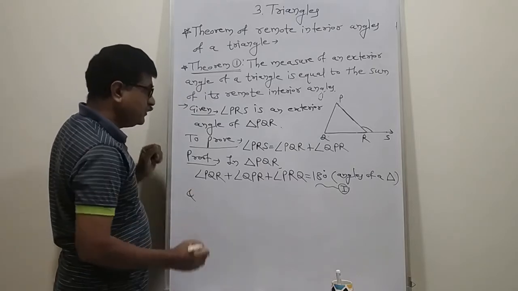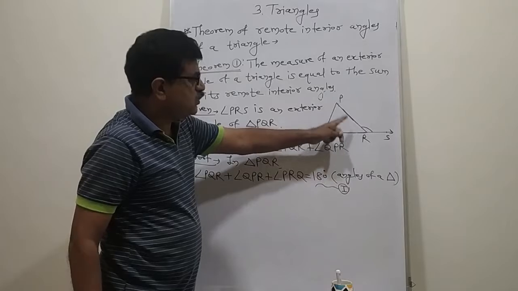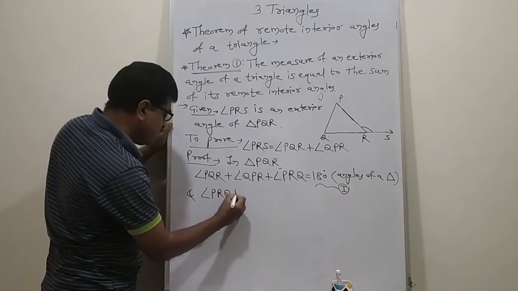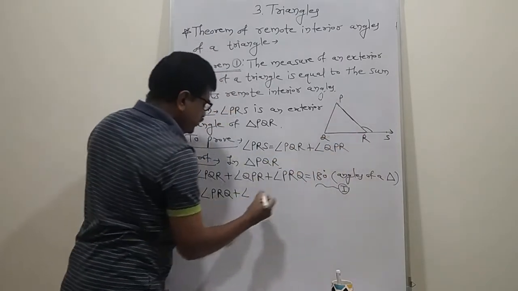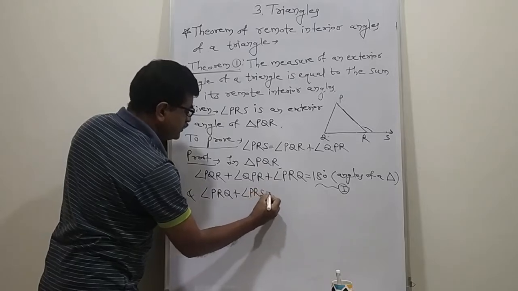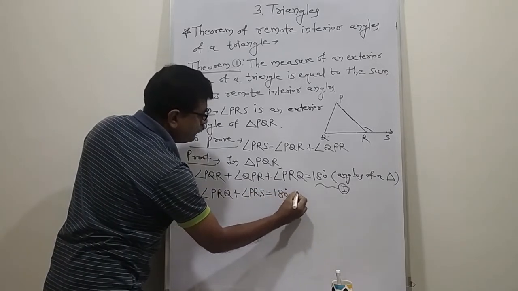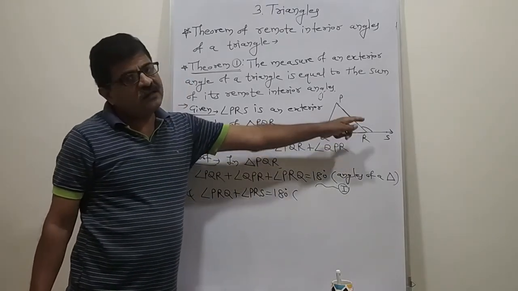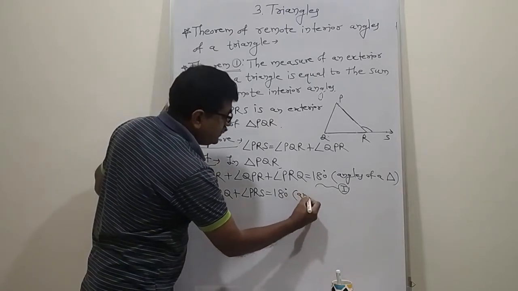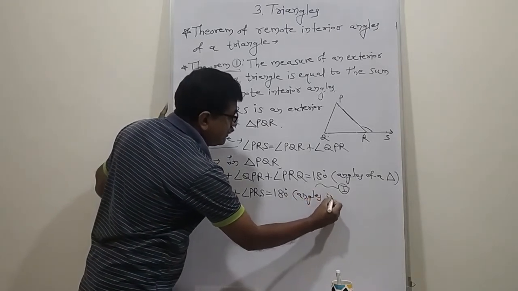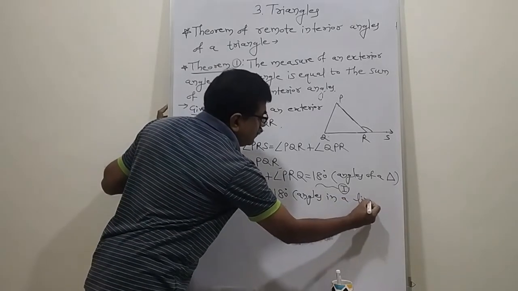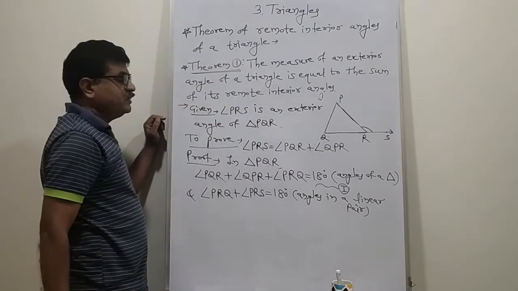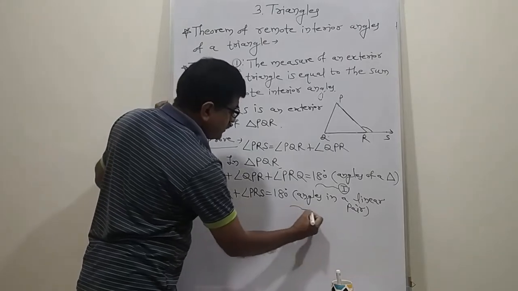And from the figure we can also write angle PRQ plus angle PRS is equal to 180 degrees. Write down in bracket what is the reason. These two are angles in a linear pair. This is number 2.